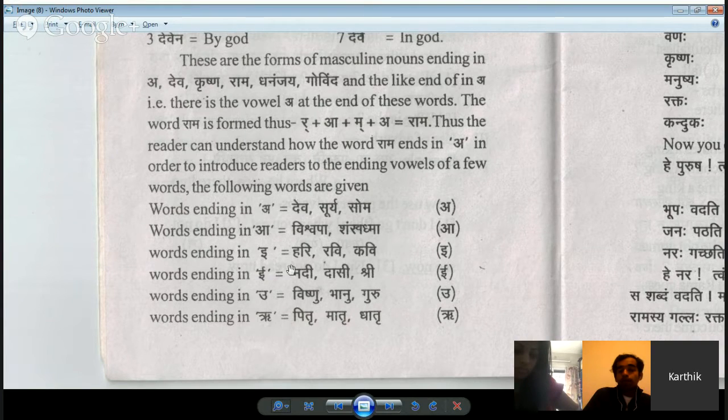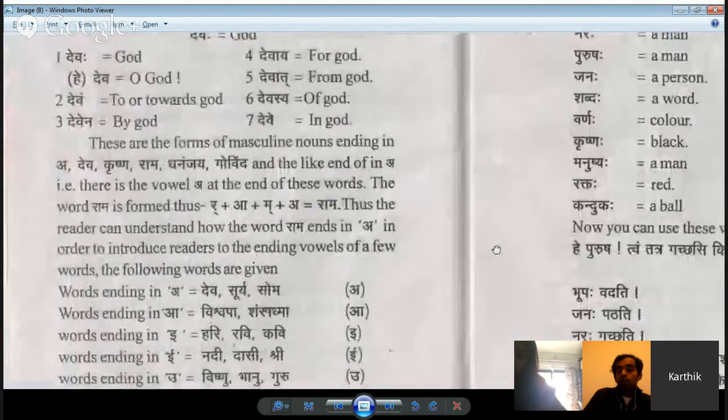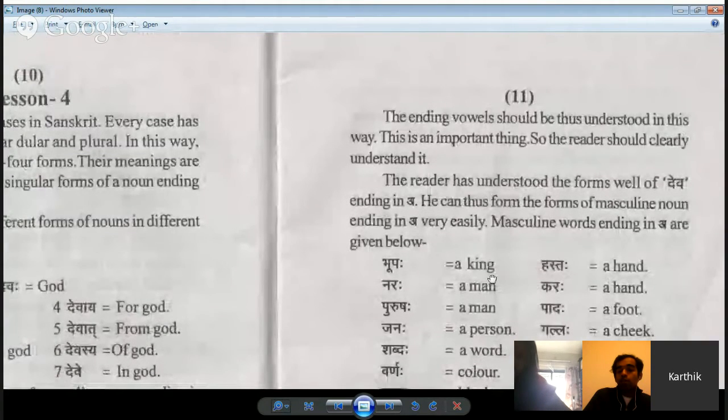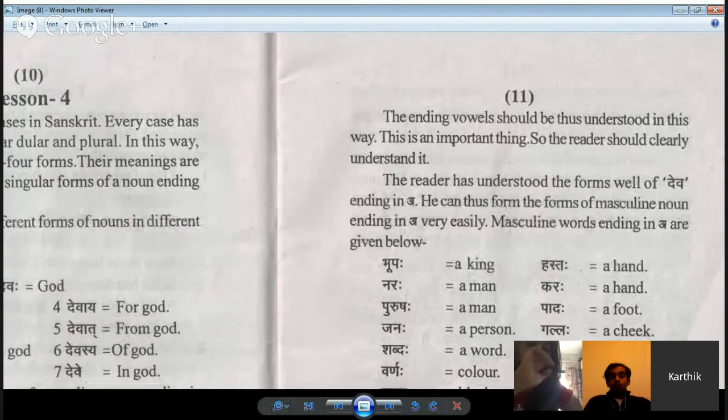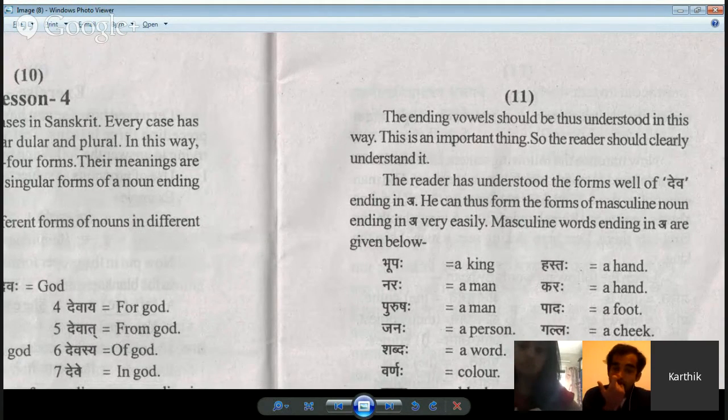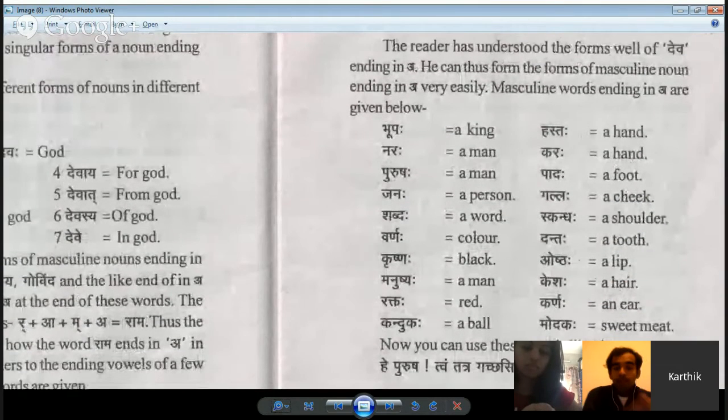Similarly, you have words ending in i, Hari, Ravi, Kavi. Words ending in ee, Nadi, Dasi, Shri. Words ending in u, Vishnu, Bhanu, Guru. Words ending in ri, Pitra, Matra, Dhatra, and so on. Okay, so like this you have many words which end in different kinds of letters. You have vowel ending words, you have consonant ending words, and so on. Now as of now we are limited in this lesson to this. Our scope is an akaranta pullinga, masculine word ending in a short a, akaranta pullinga shabda. And for that he is introducing some more words for us.